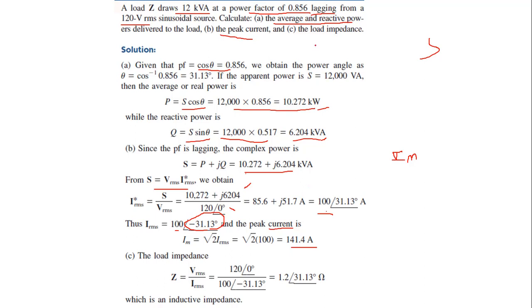Next we have to find out the value of load impedance. Load impedance Z is equal to VRMS by IRMS. VRMS is given as 120 volt angle 0, and IRMS is this. So from that calculate the value of Z.